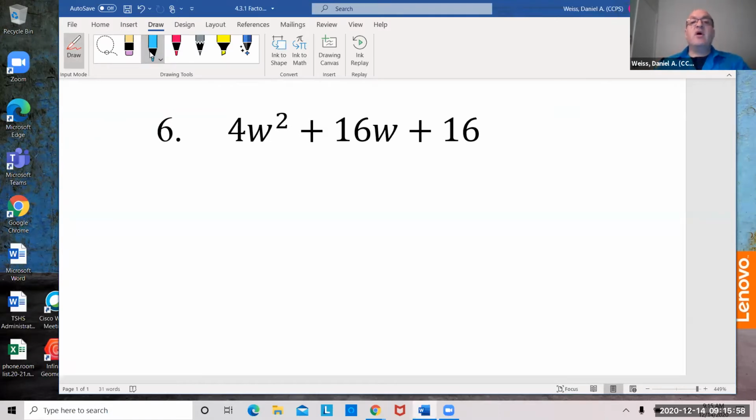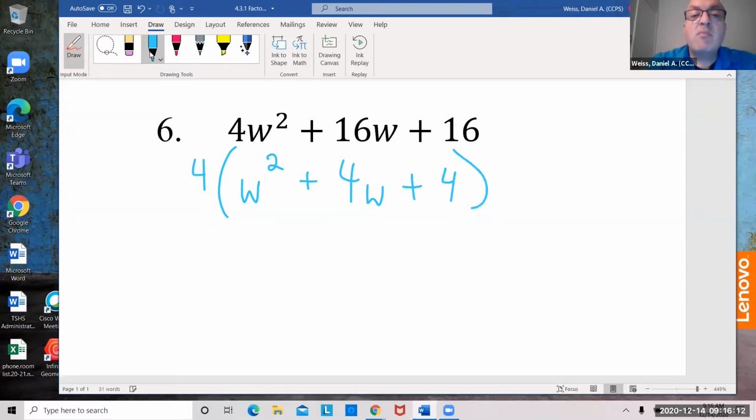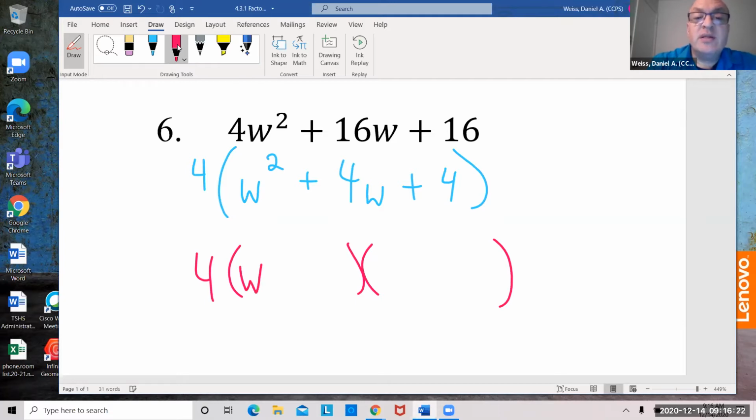What's common to all three terms here? 4. What's left? W squared plus 4w plus 4. Now, this guy breaks down. What times what makes W squared? W times W. What times what makes 4 that added together makes 4? 2 and 2.